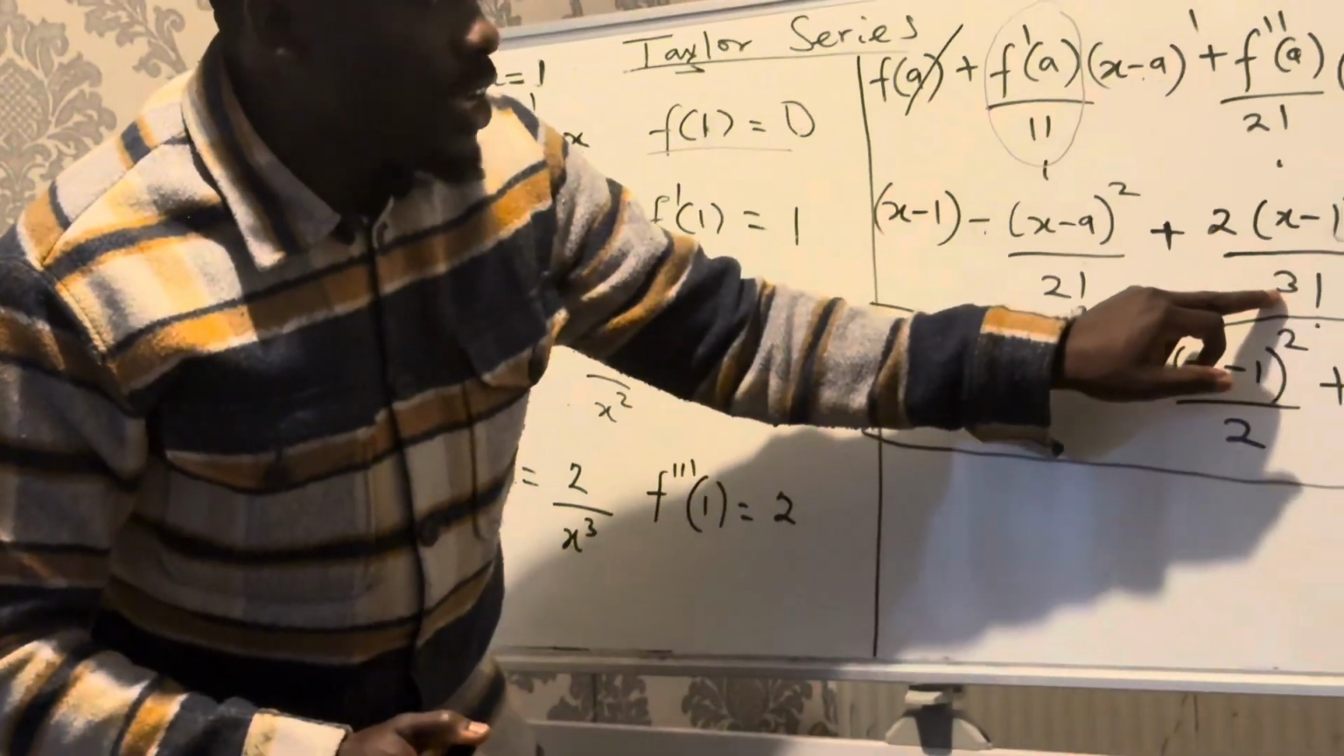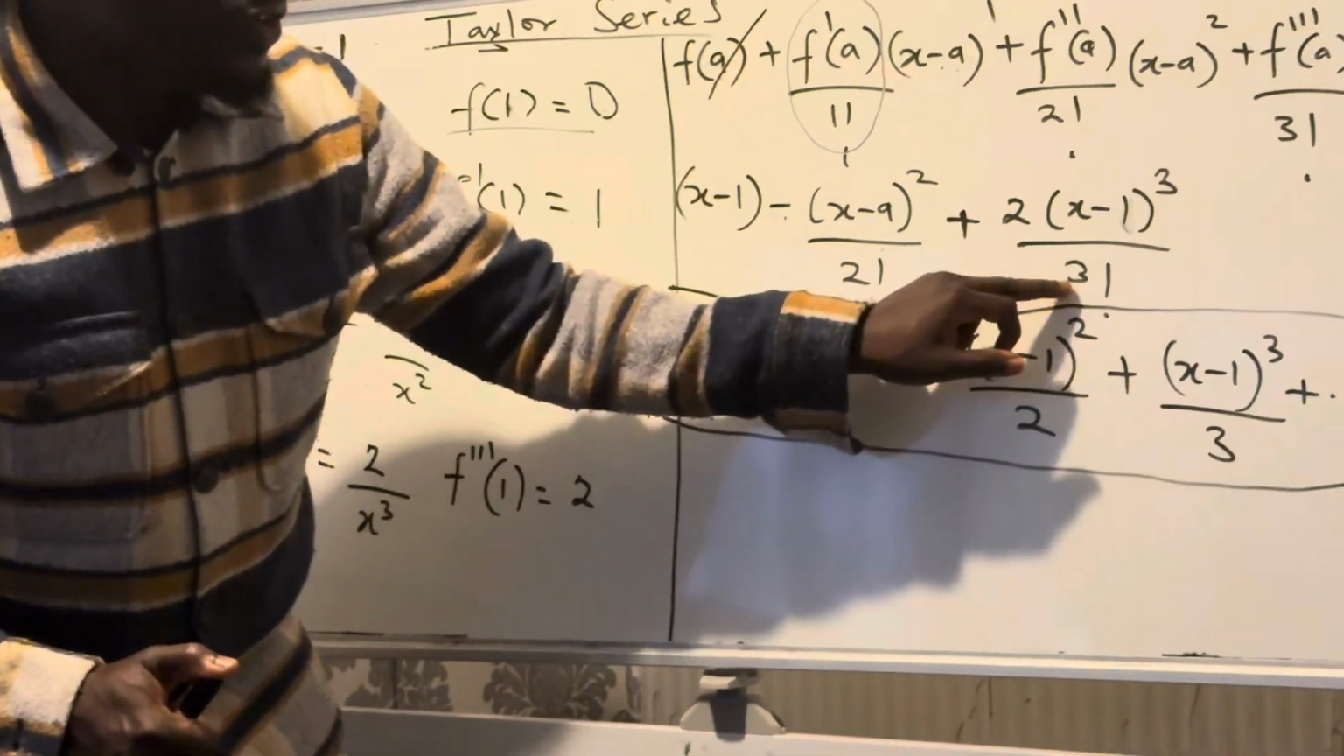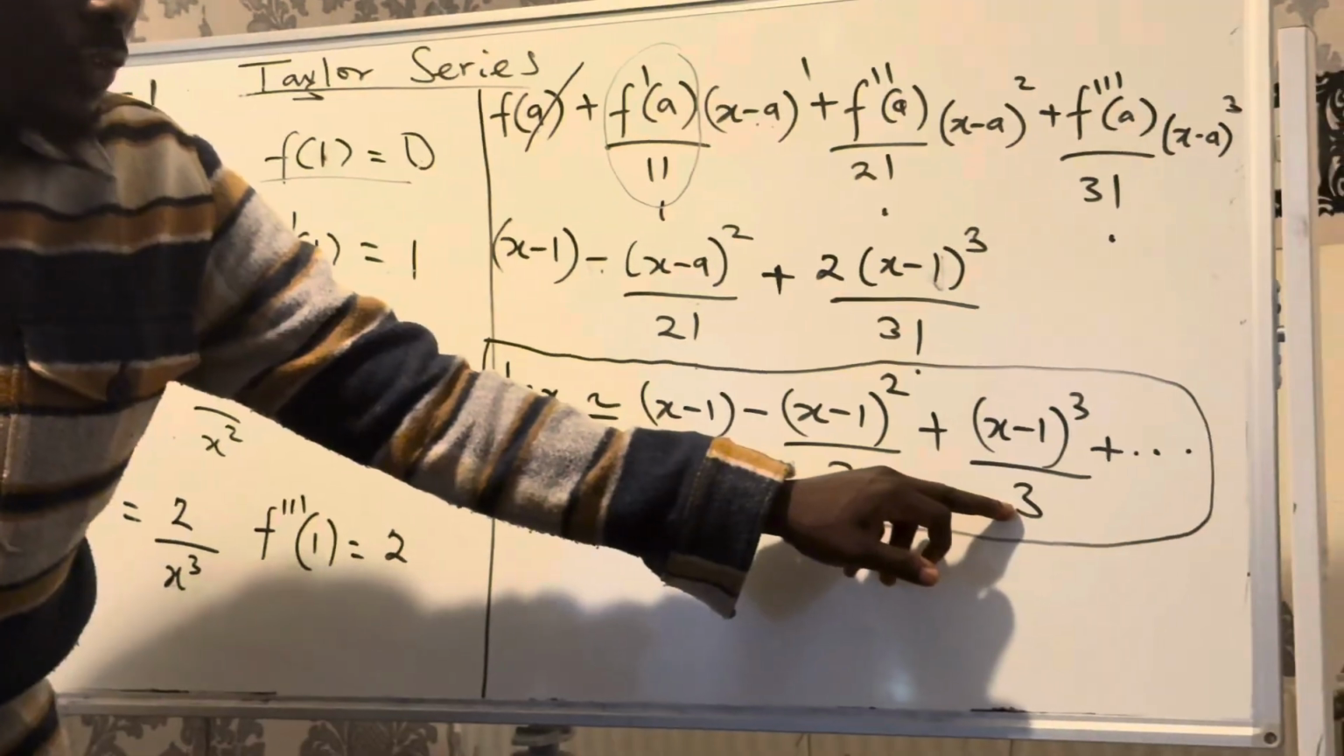So what we did here is 3 factorial is 6, so 2 going into 6 will give us 3. That's where we obtain this 3 from. Thank you.